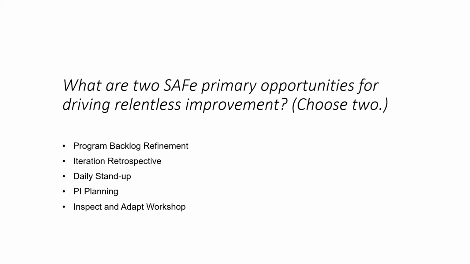So the choose two: first is iteration retrospective, and second could be, I think, the inspect and adapt workshop, because that is also sort of inspecting and adapting, right? So looking at what went wrong and what could be the future improvements for a team, right? So these are the two correct options.